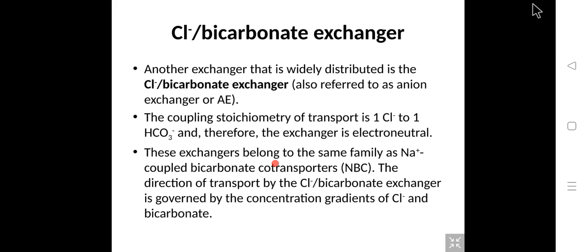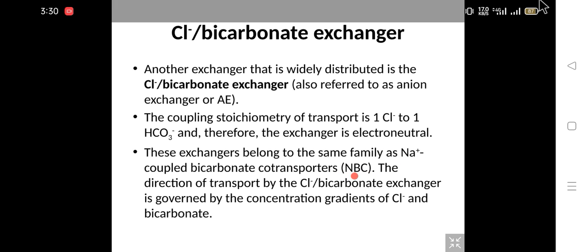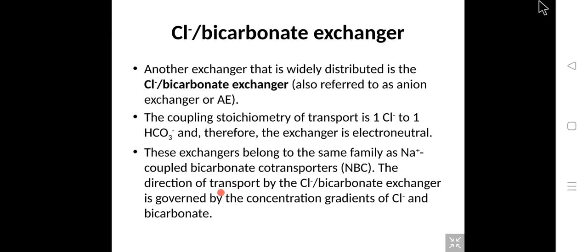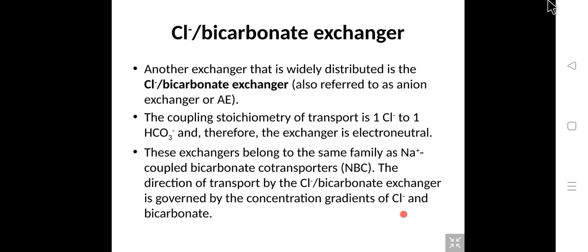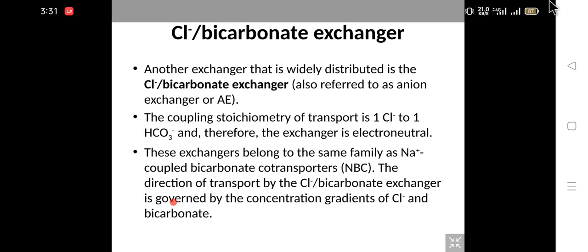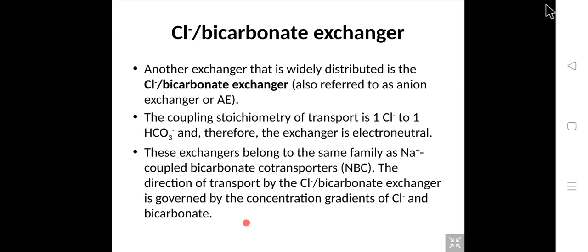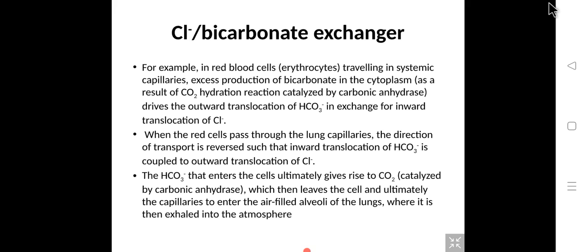These exchangers are special because they belong to the same family as the sodium bicarbonate cotransporters. The direction of transport by the chloride bicarbonate exchanger is governed by the concentration gradients of both chloride ions and bicarbonate ions. I bet you begin to see a pattern here. So it's kind of repetitive, but it's important to highlight these things.